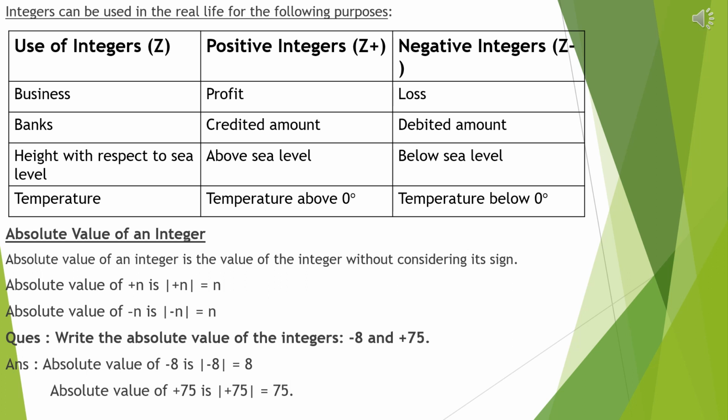Let's understand with this example. Write the absolute value of the integers minus 8 and plus 75. The absolute value of minus 8 is 8 because here we consider only the value, that is 8. The absolute value of plus 75 is 75.